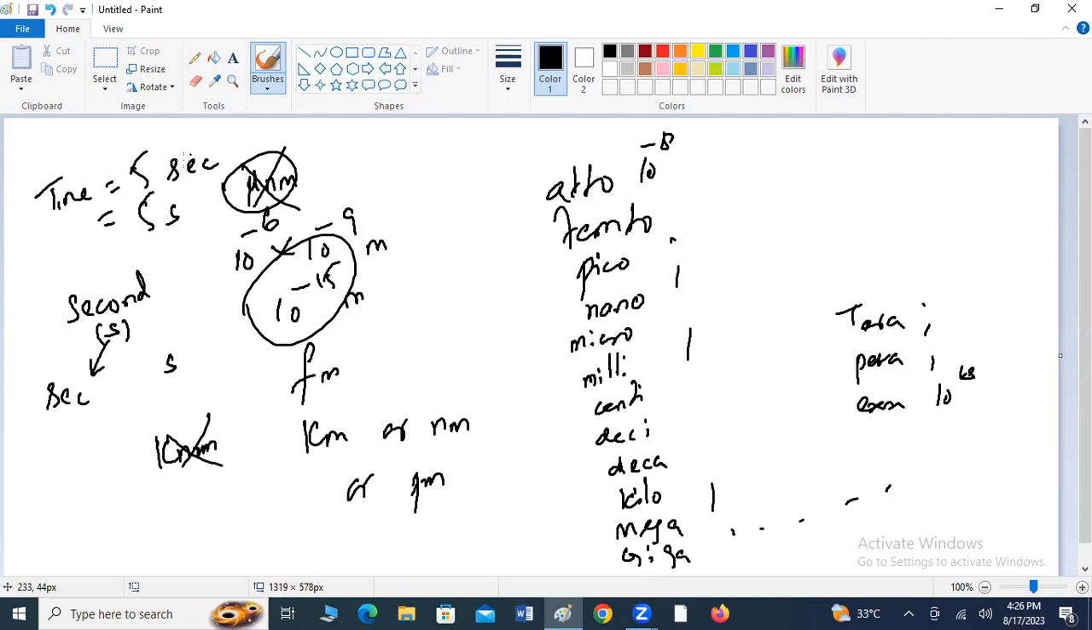Although the examiner does not deduct marks for these, it is one of the rules. So I just wanted to tell you this, especially when you are writing two units. For example, if I write meter per second, you should never write it like this. This would become completely wrong. You have to write like this, m s minus 1. Are you getting it? Yes.